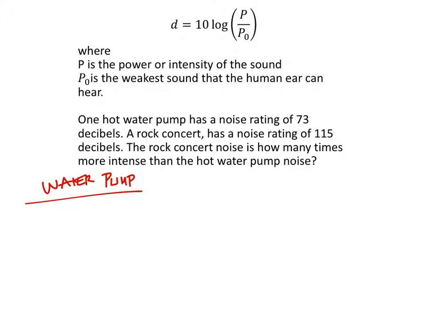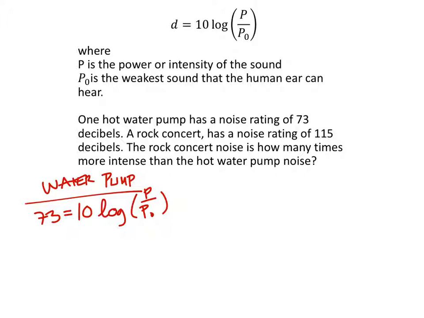So the water pump has a noise rating of 73 decibels. That's D. So I'd have 73 equals 10 times the common log of P over the weakest sound that the human ear can hear. So we're going to solve this formula for P, even though we do not know what the weakest sound that a human ear can hear is. Now, if you know that by heart, that's okay. It's not going to matter in the end anyways.